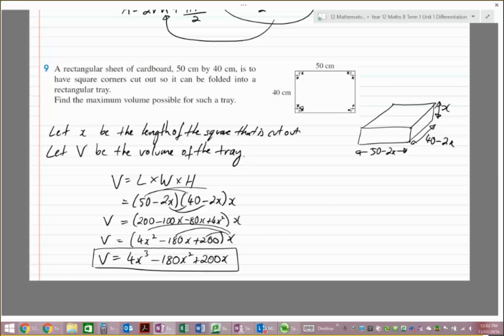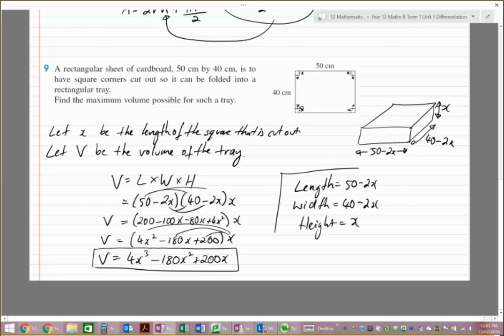Okay, in terms of the dimensions of the tray, to state your answer, so in the answer it just asks you for the maximum volume. If it asks you for the dimensions, you just have to remember that the length is 50 minus 2x, the width is 40 minus 2x, and the height is x. Okay, so once you optimize this, find the x value, you can sub it in to find the three dimensions that you're after.